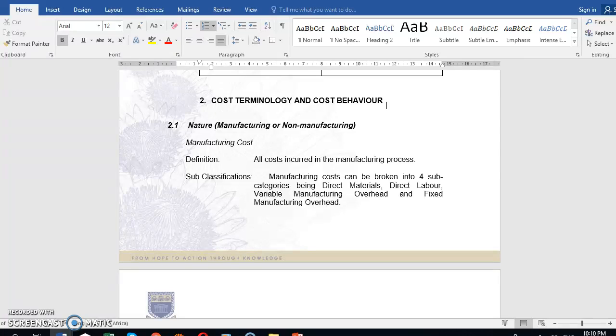Before I delve into the detail of cost terminology and cost behavior, the important thing to understand is that at the end of the day, when we complete the 7-week journey, we want you to have a better understanding of decision making within a business.